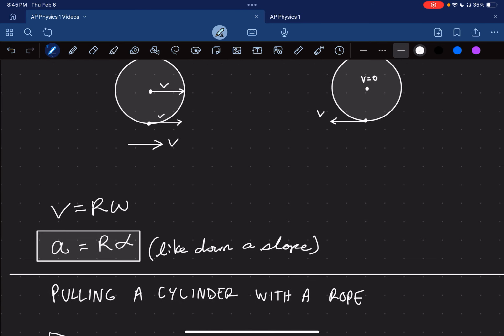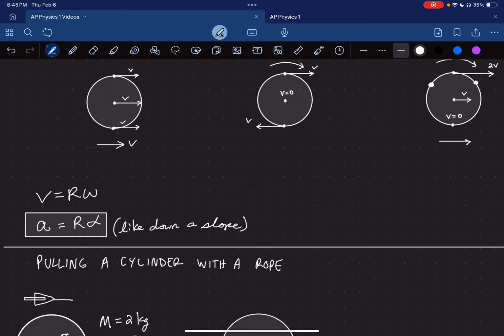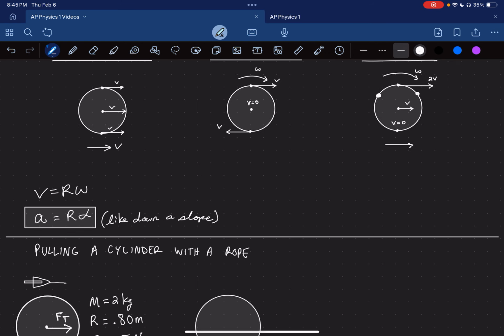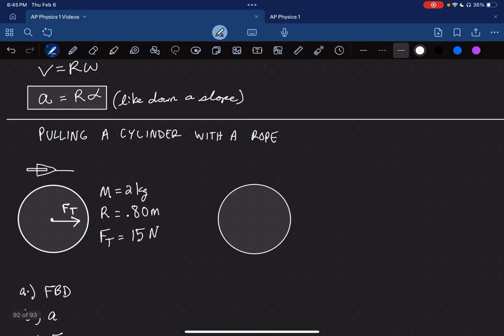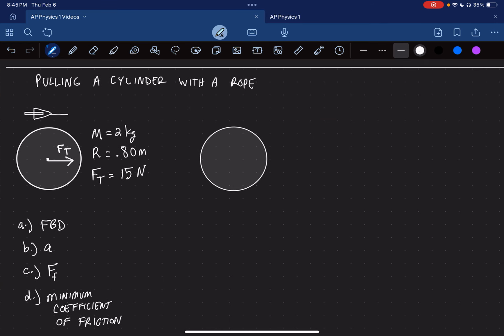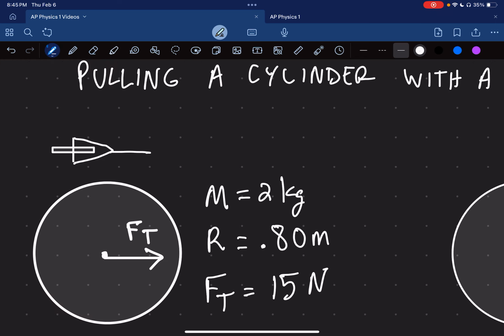For today, for rolling, when we talk about speed or acceleration, we'll take this equation that we have, and it's not just r, but it's going to be the radius of the wheel, or radius of the sphere, or whatever it is. In this case, a cylinder. So let's come down to an example here, pulling a cylinder with a rope.